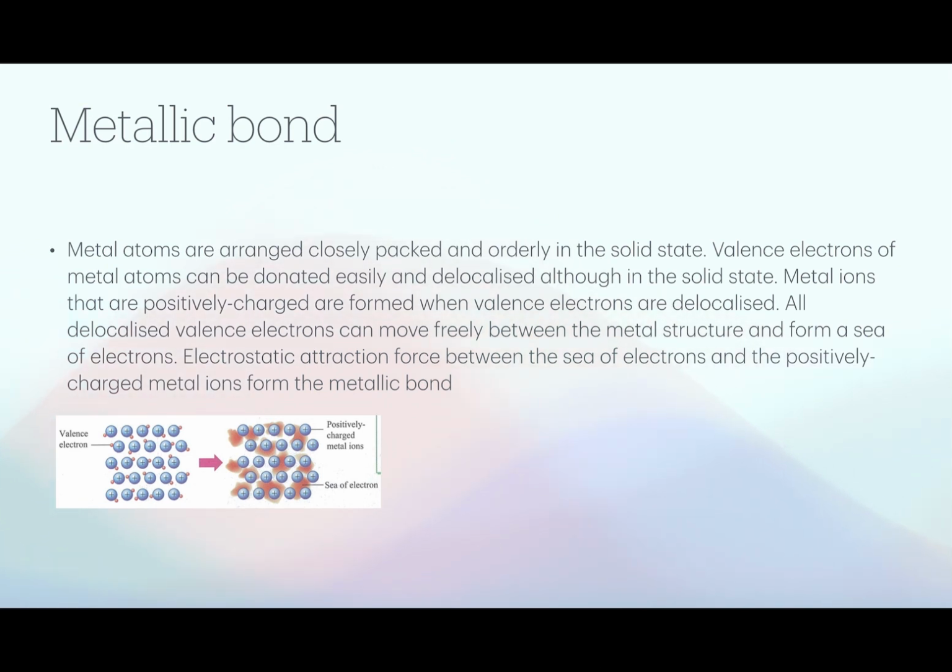Now, lastly, metallic bond. Metal atoms are arranged closely packed and orderly in the solid state. Valence electrons of metal atoms can be donated easily and delocalized, although in the solid state. Metal ions that are positively charged are formed when valence electrons are delocalized. All delocalized valence electrons can move freely in the metal structure and form a sea of electrons, as you can see in the diagram. Electrostatic attraction force between the sea of electrons and the positively charged metal ions forms the metallic bond.